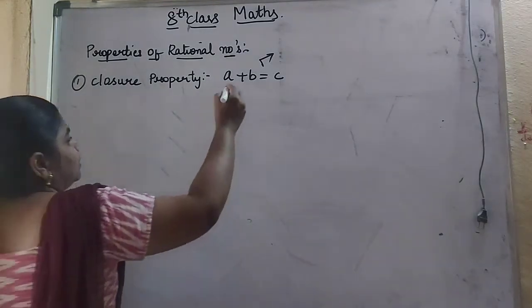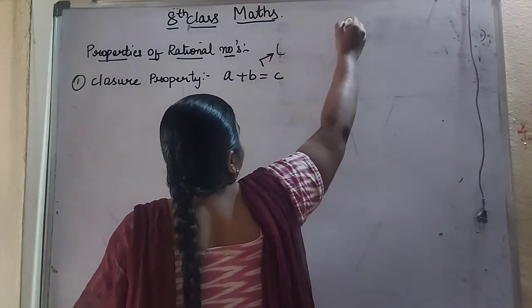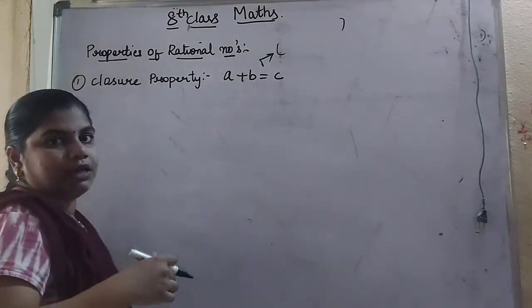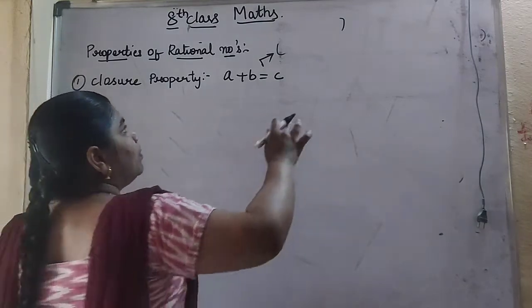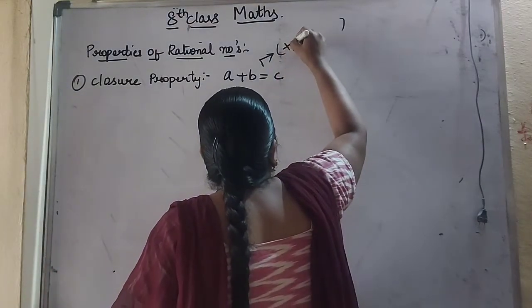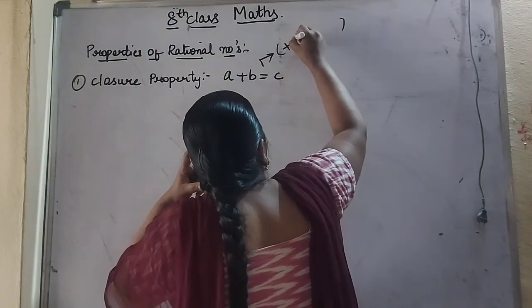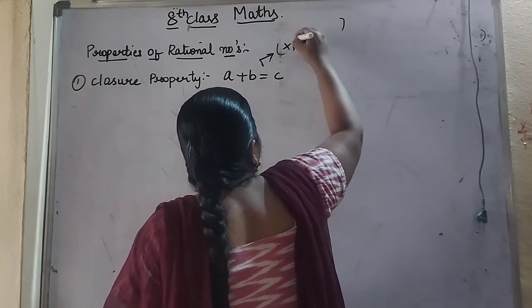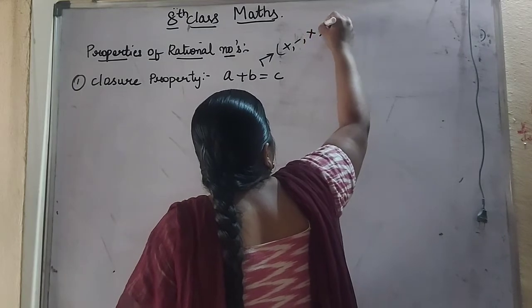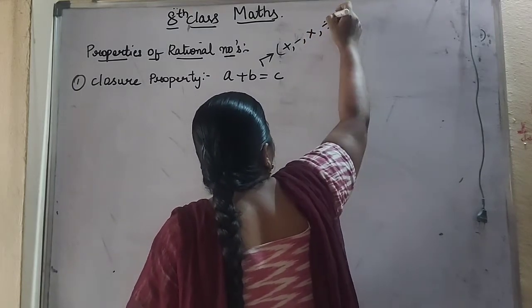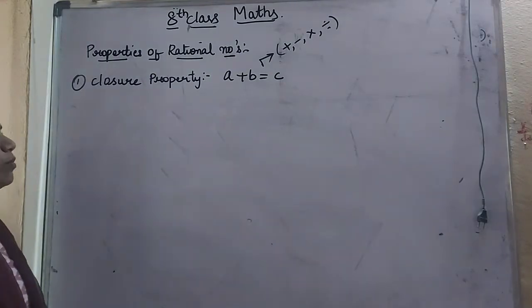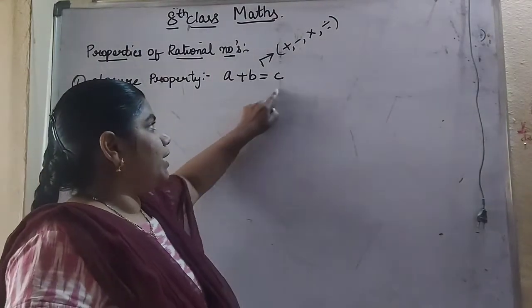In this, we are going to check addition, subtraction, multiplication and division. All the basic operations should be satisfied. We will see how many of the basic operations are satisfied. So we are going to check all these basic operations. What is the closure property? The sum of two rational numbers should again be a rational number.